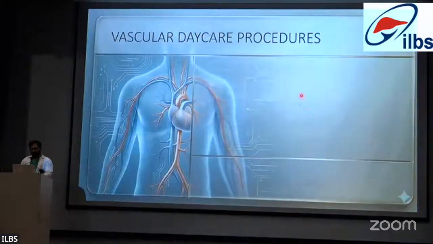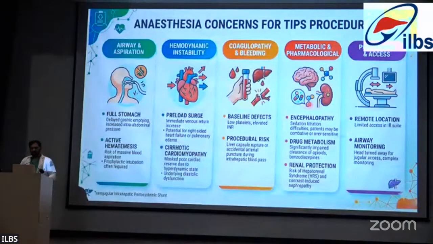Coming to vascular daycare procedures, the most common and the most complex procedure here is going to be TIPS, because these patients can be full stomach either because of delayed gastric emptying or because of the massive ascites which is going to be present. There's always a risk of active hematemesis for these patients, so any airway securement should be done before the procedure starts. There can be hemodynamic instability, because after the stent is opened, there is going to be a preload surge into the right ventricle, which can cause right ventricular failure.